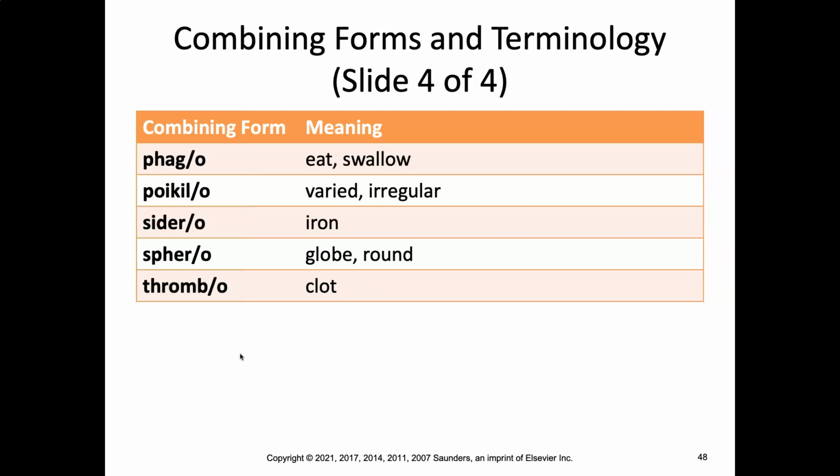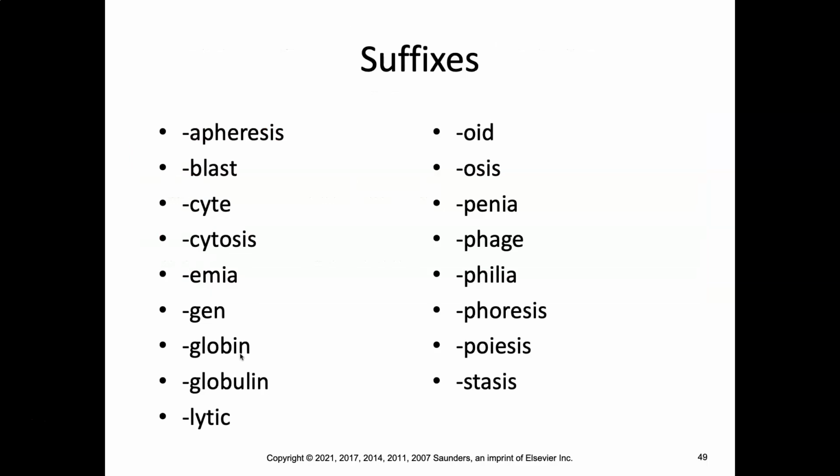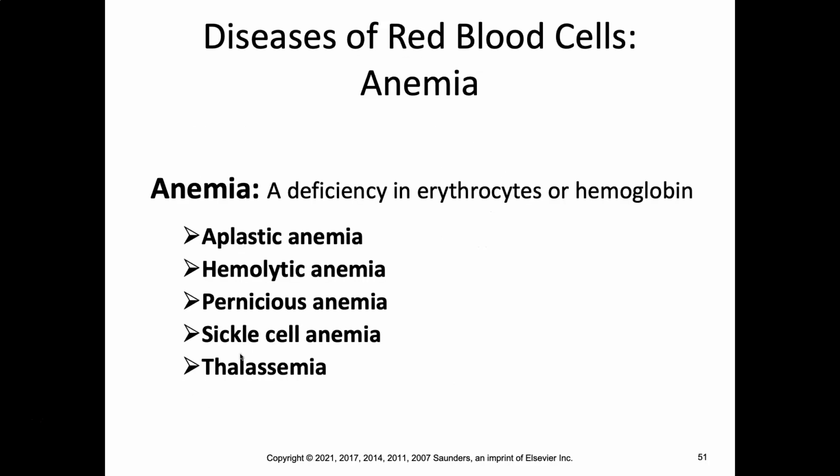Phago, poikilo, cytero, sphero, thrombo. And now some suffixes: apheresis, blast, cyte, cytosis, emia, gen, globin, globulin, lytic, oid, osis, penia, phage, philia, phoresis, poiesis, stasis.